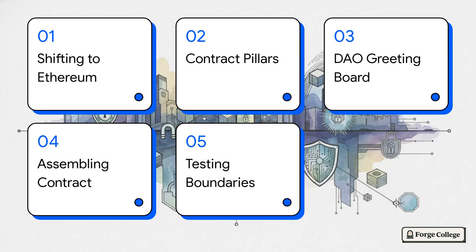Okay, so here's our master plan for today. 1. Shifting gears to Ethereum. 2. The 4 smart contract pillars. 3. Designing the DAO greeting board. 4. Assembling the enhanced contract. And 5. Testing the machine's boundaries.